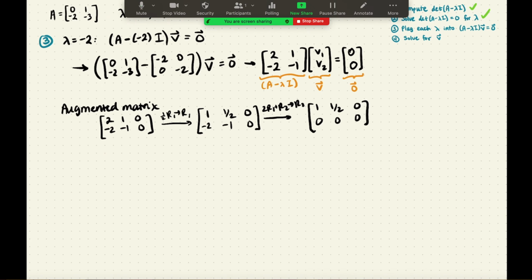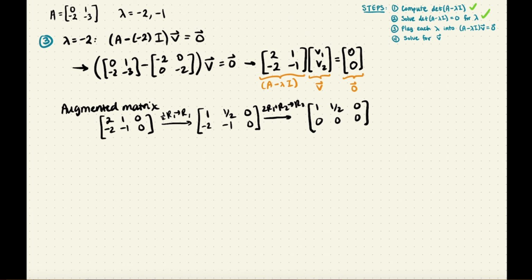Remember, V1 has the coefficients in this column. V2 is here, and this is our right-hand side. So this first row is telling us that V1 plus 1/2 V2 equals 0. In other words, V1 equals minus 1/2 V2. And the second row says that V2 is free because there's no leading 1 in this column. So that tells us that V2 is free.